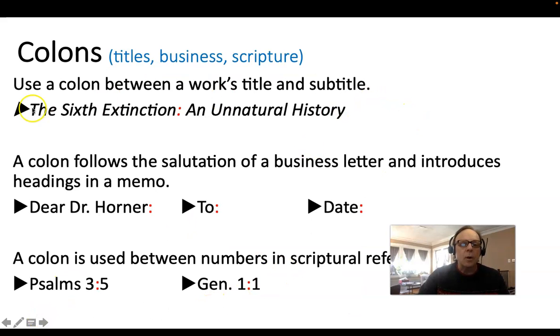Another place that it can show up is between a work's title and subtitle. So sometimes you'll see a book title. The title of the book is The Sixth Extinction, and the subtitle after the colon is An Unnatural History. So you see this a lot. You have a title and then there's a subtitle, and the colon separates them. Sorry, I keep saying semicolon. I don't want to confuse you.